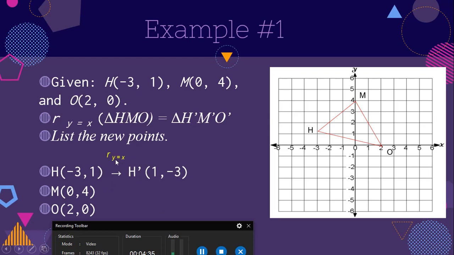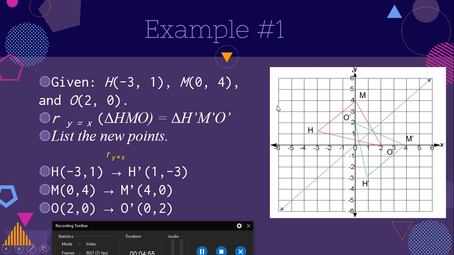And we don't want to forget to write our rule above the mapping. Don't forget to do this on your homework so that you don't lose any points on your weekly quiz grade. M will now be 4, 0. And O prime is at 0, 2. So now that I know the locations, I can go ahead and graph triangle H prime, M prime, O prime.